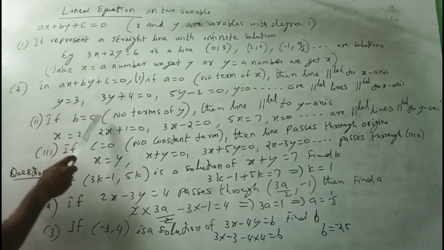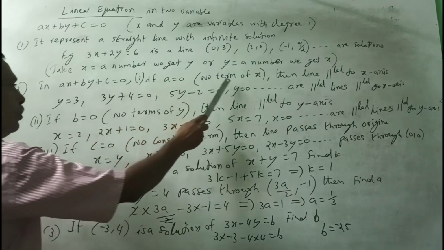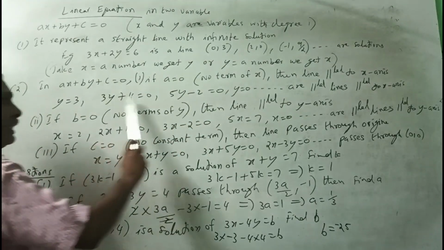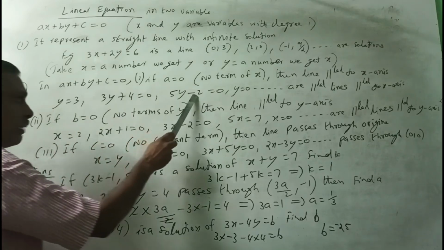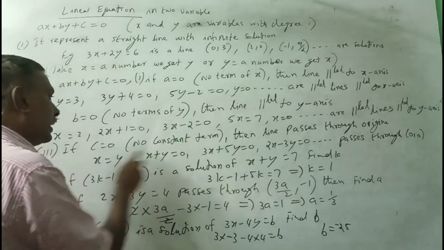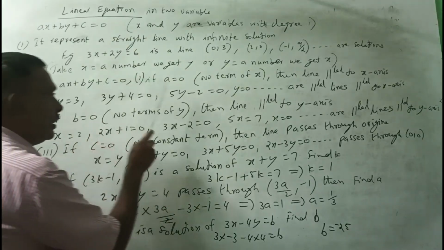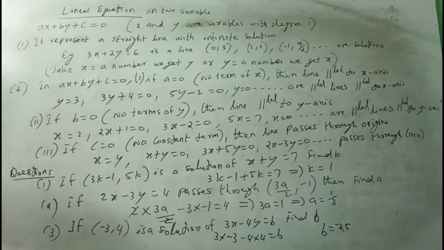Now here in the second case, once again, as I told, a equal to 0 means there is no x term, so the lines are parallel to the x-axis. These lines are parallel to each other, and they all will be parallel to the x-axis. These two lines are also parallel, these two are also parallel, all will be parallel to the x-axis.